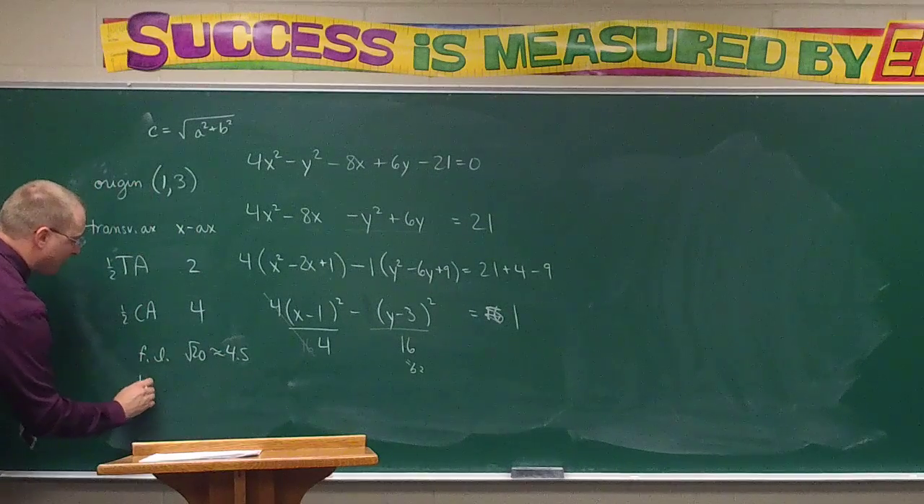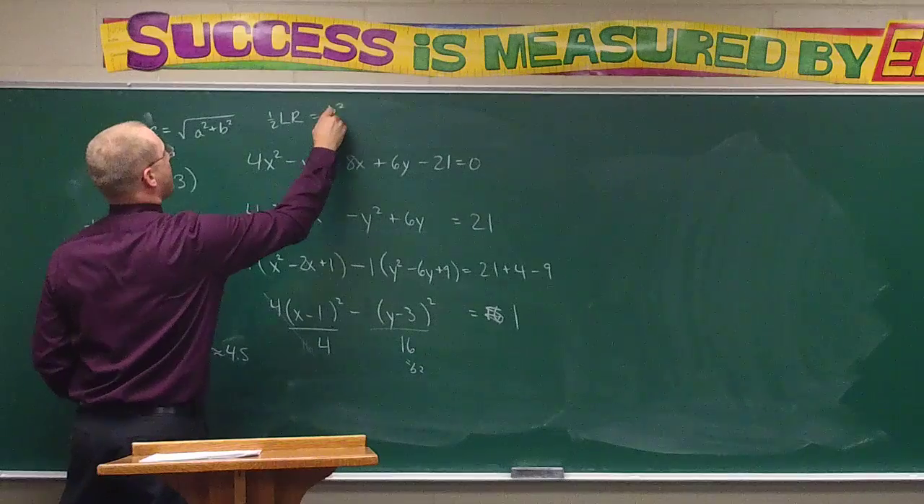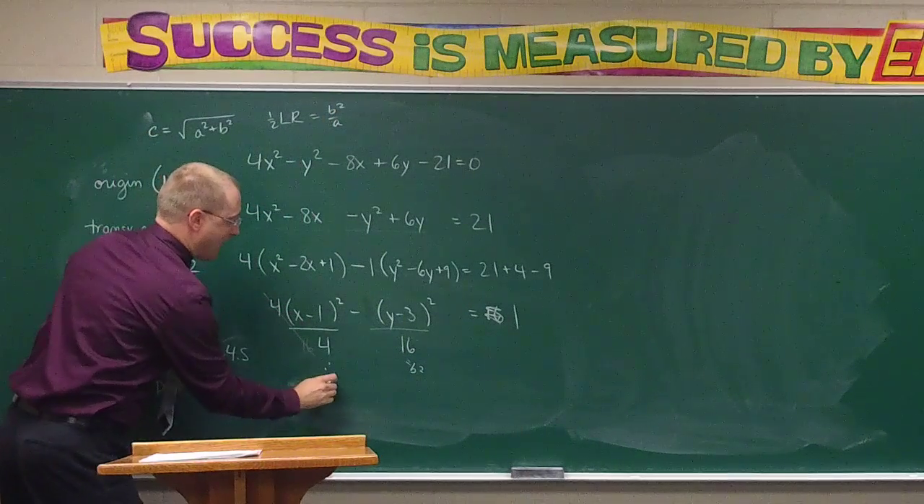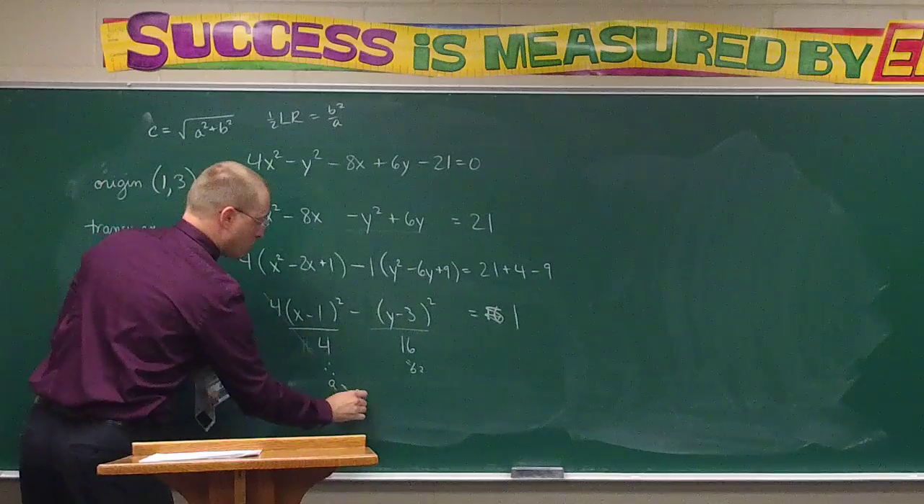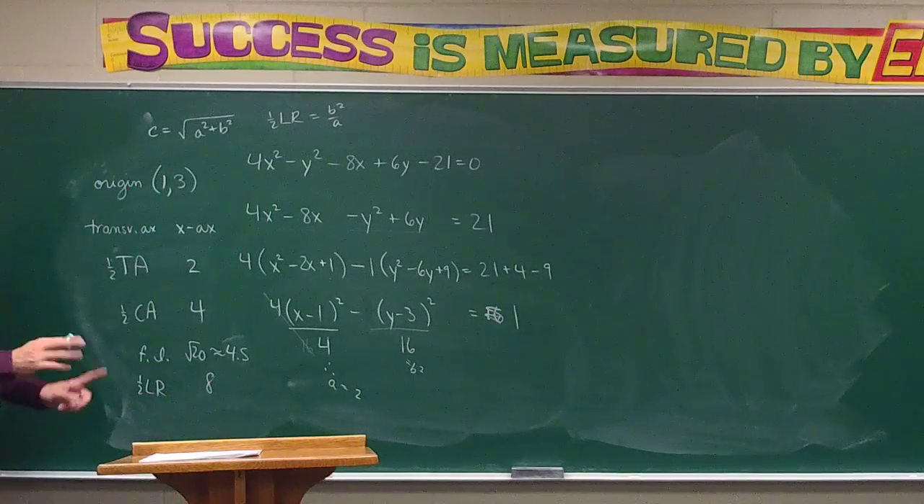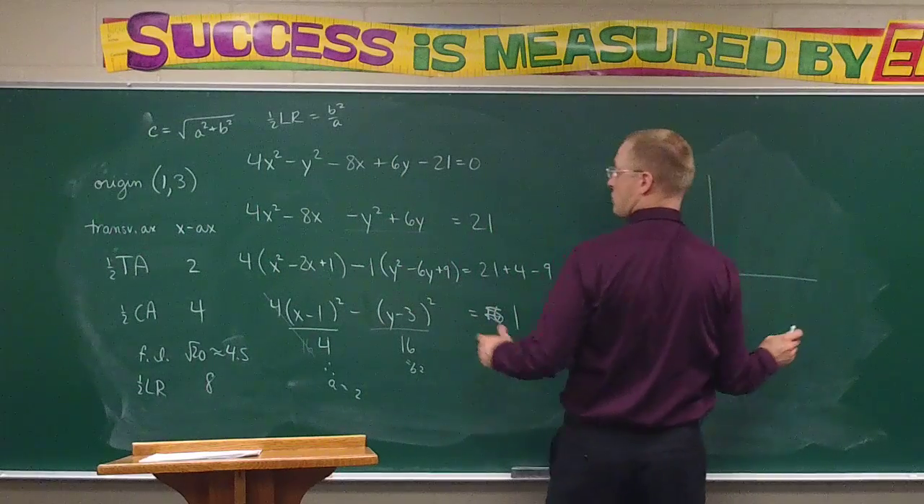And then finally the half lateral recta, the same thing. The half lateral recta, remember, is still b squared over a. But remember, this is the b squared, and a is only 2. So we end up getting a half lateral recta of 8, which means we're going to have a really flat hyperbola. Just for the sake of showing it by way of review, this is where we'll stop for today.